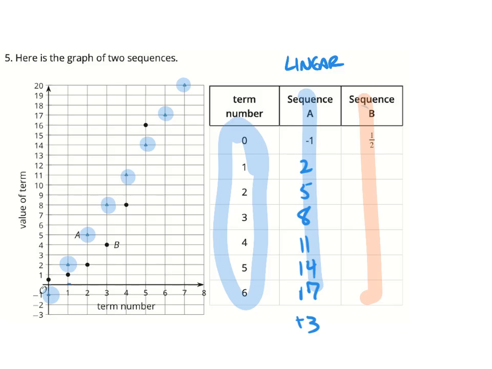Okay, so now for the orange one, sequence B, just find the numbers. 1/2, 1, 1 is 1. 2 is 2, 3 is 4, 4 is 8, 5 is 16, and then it's 32, but we don't see 6 here. But we know that the pattern is times 2, and it's geometric, and we know it's geometric because it has a curved graph.